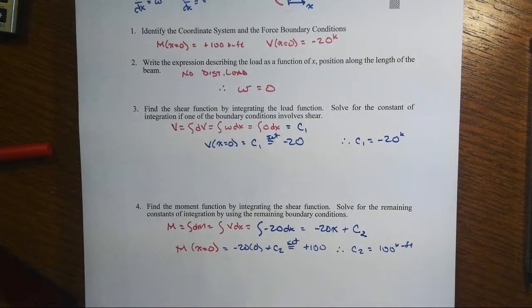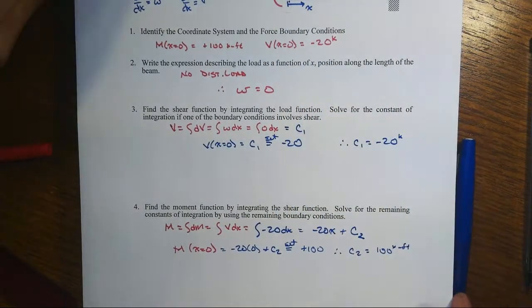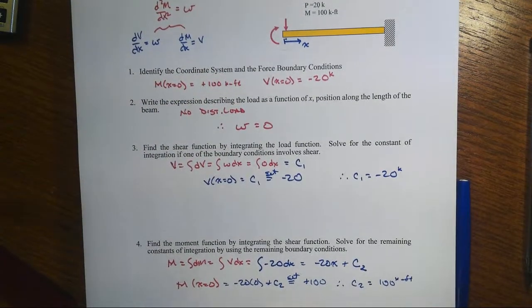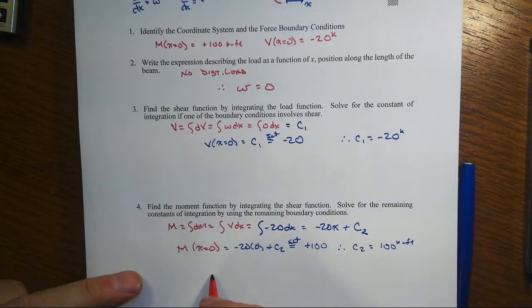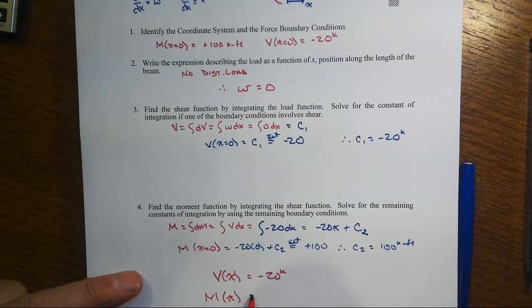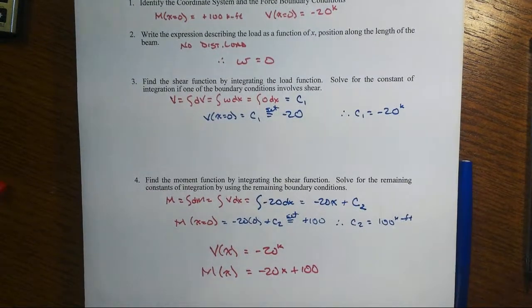Well, that was interesting. In this specific instance, c1 and c2 turned out to be the values of the concentrated forces that were being imposed on the system. That's not always true, but at this left edge, it is going to be that way if we set up the coordinate system that way. So here are our answers. V of x equals minus 20 kips throughout, and the moment as a function of x equals minus 20x plus 100. Let's check it out and see if that works out right.